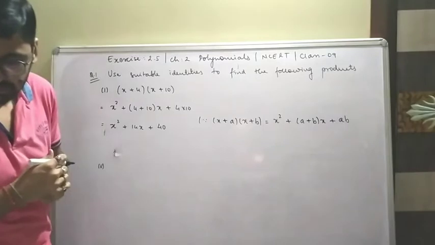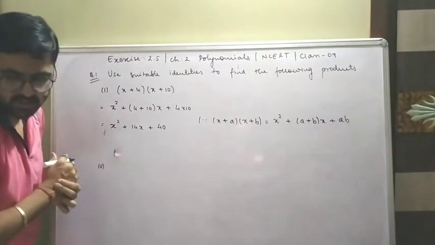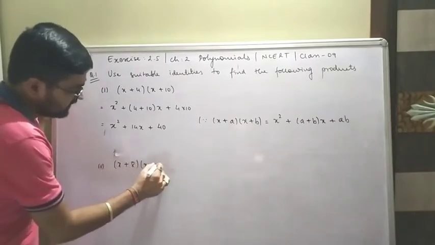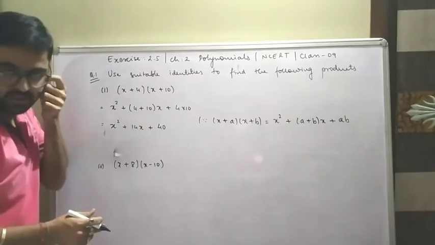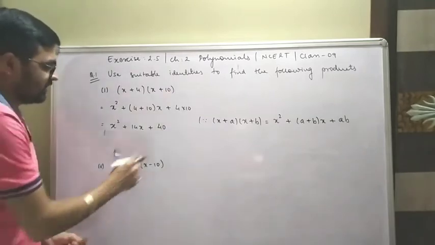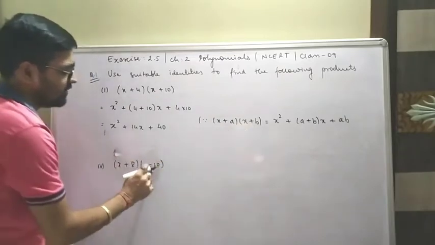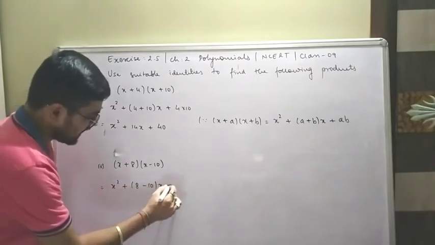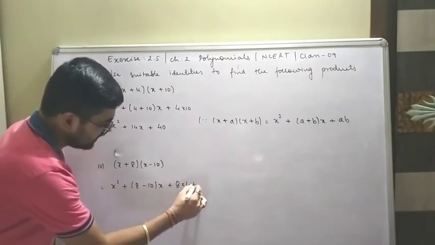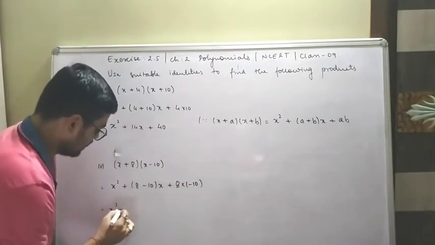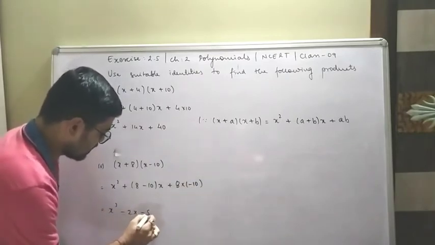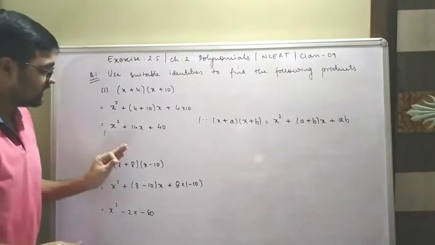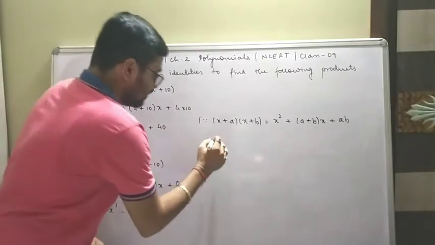The second one is given as (x plus 8) into (x minus 10). Can I say the same identity is required? Consider a as 8 and b as minus 10. So it will be x square plus (8 minus 10)x plus 8 into minus 10. So it will be x square minus 2x minus 80. See how easily we can do this kind of problem. Let me solve one more for you.